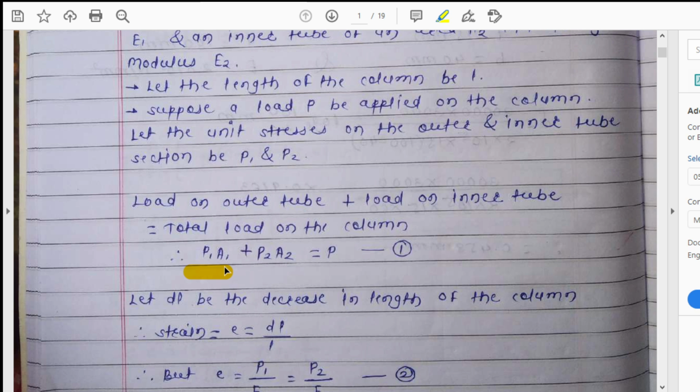How to calculate this? We have calculated this by using the formula of stress. Here stress is considered as P1 and load is P. So stress is load upon A1, which means load can be P1 into A1, by cross multiplication. So P1 into A1 is the total load of the outer tube and P2A2 is the total load of the inner tube. And the column's total load is P.